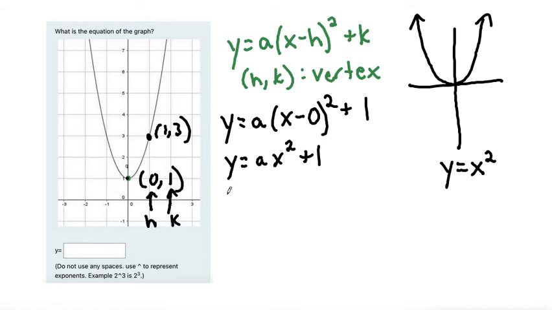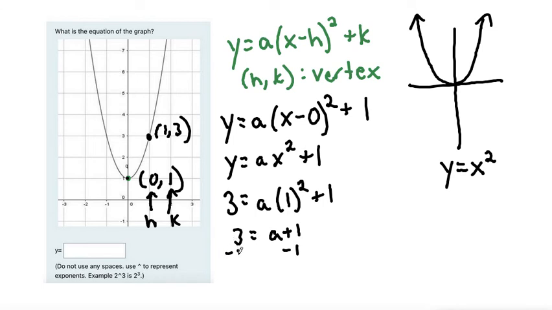So if we substitute in 3 for y, 3 is equal to a times 1 squared plus 1. Simplifying, 1 squared is just 1, and a times 1 is just a, so that would be 3 is equal to a plus 1. And then moving the 1 over, subtract 1 on both sides. 3 minus 1 is 2. So that gives us that 2 is equal to our value of a.